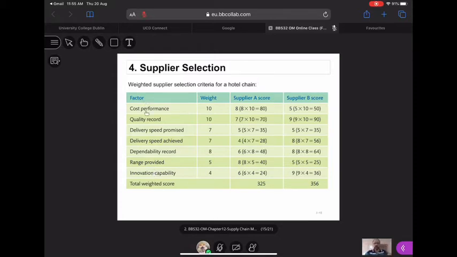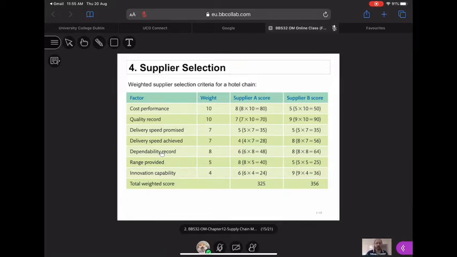Cost performance means when I buy from this supplier, are the materials cheap or not? Quality record means when I buy from this supplier, the cleaning supply I buy, is it high quality or not? Delivery speed promise means, can they promise me a short delivery time? And delivery speed achieve means, when they really deliver, do they keep to that promise or not? Are they able to achieve whatever they promise? Dependability record means, can I trust them or not? Anything which I tell them, can they keep secret? Can I depend on them?